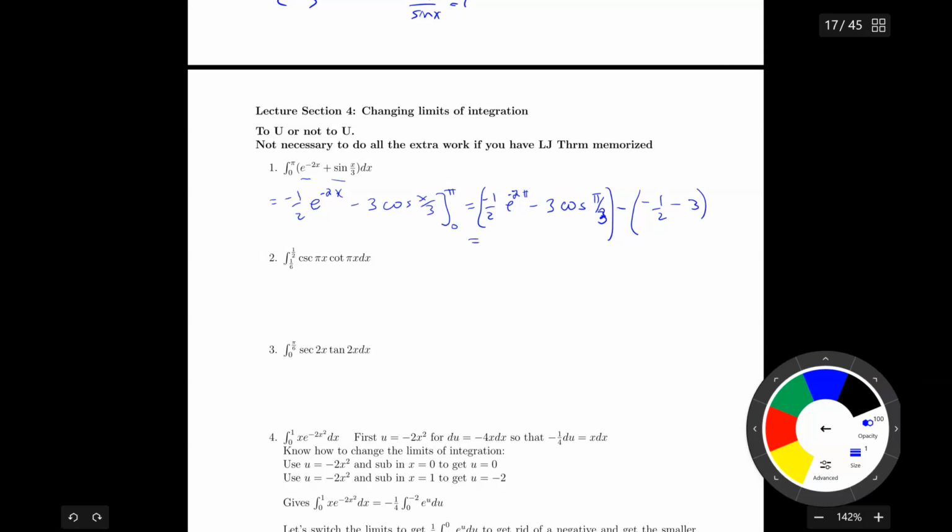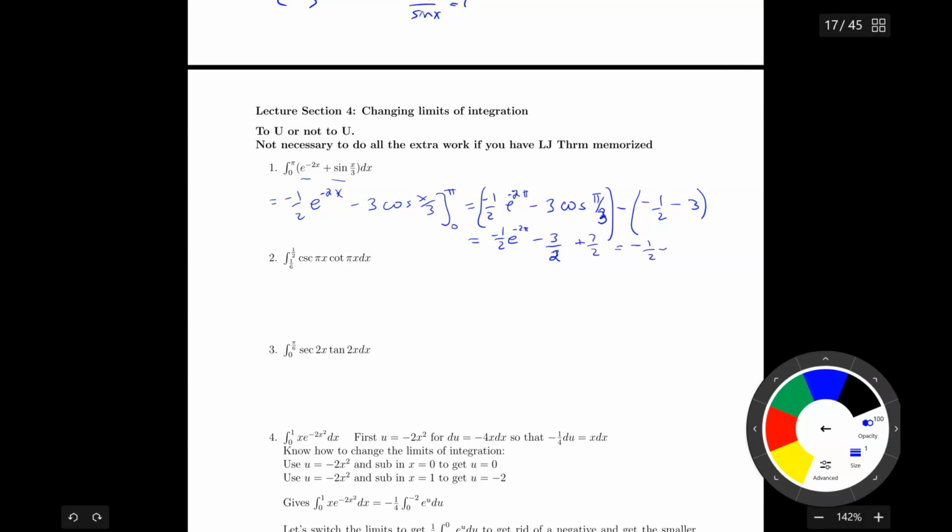All right, so let's simplify this a little bit. This does not change any, so just leave this in your answer. So e to the negative 2 pi. Cosine of pi over 3, you know, is 1/2. So that gives me a minus 3/2. So this negative will be positive. So I'll get a 3, meant to write a half there. There's a half, 3/2. And so this gives me a negative 7/2, but it turns positive, so positive 7/2.